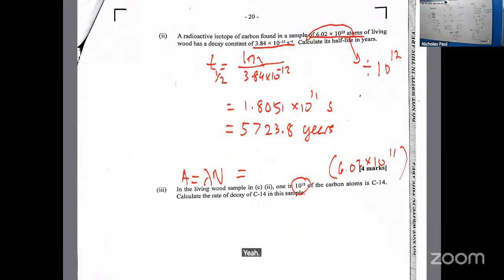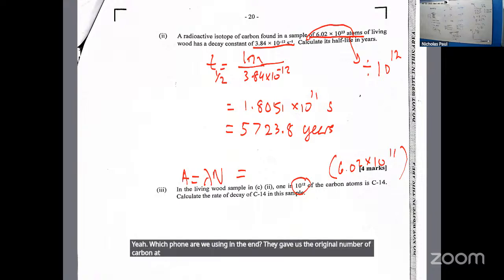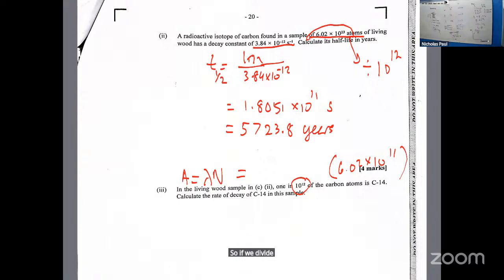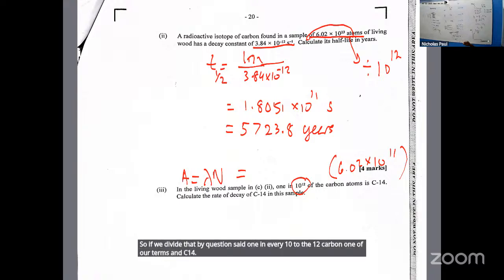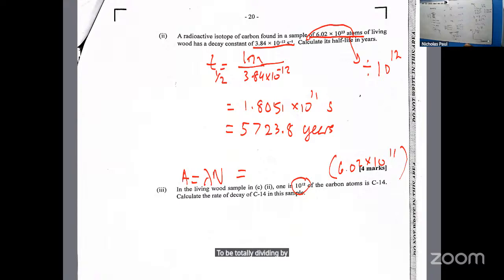They gave us the original number of carbon atoms, 6 by 10 to the 23. The question said 1 in every 10 to the 12 carbon atoms is C14. So we take the total and divide by 10 to the 12 to find the number of C14, which is 6.02 by 10 to the 11. And then we multiply that by lambda.